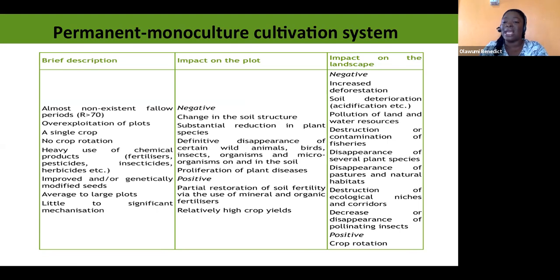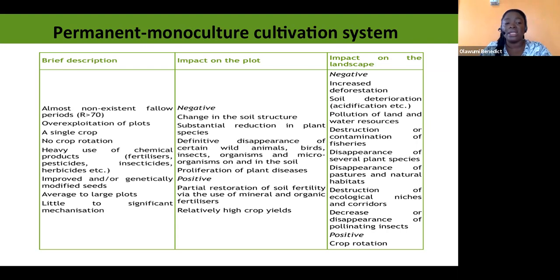Then what are the impacts on the landscape? What are the negative impacts on the landscape? There's increased deforestation, because you're going to open up the entire system of your land for planting, because now you want to put in mechanization.